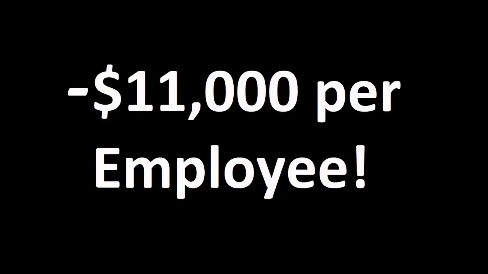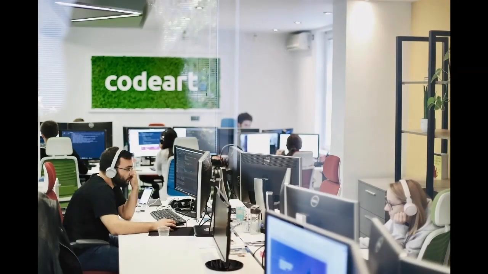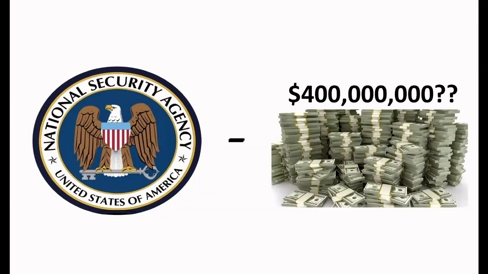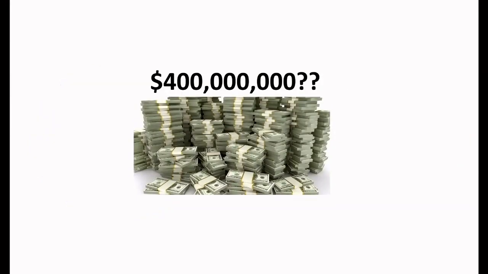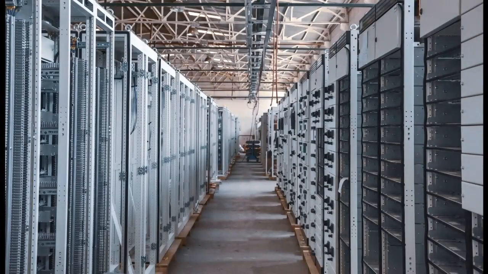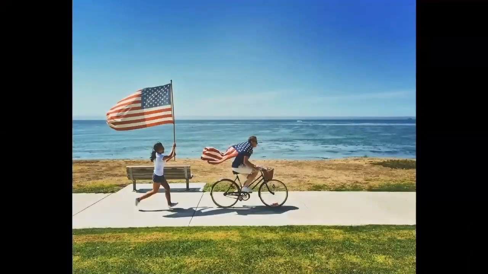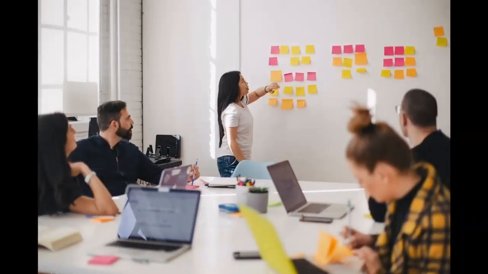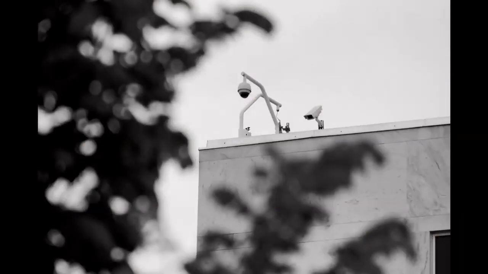Companies lose over $11,000 per employee each year due to ineffective communication and collaboration. The NSA, with its estimated 40,000 employees, loses over $400 million a year. What can you do with this money? Invest in more infrastructure to protect our cyberspace freedom, protect American lives. The possibilities are endless. This amount is wasted on ineffective teamwork, and this issue is not limited to the NSA.